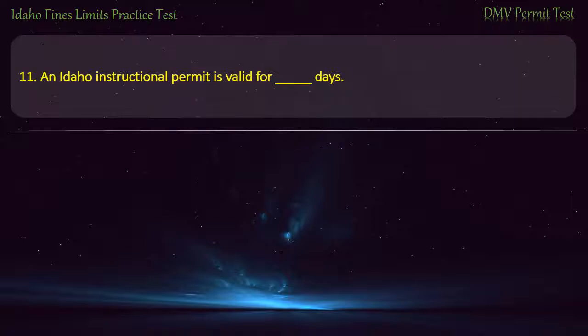Question 11. An Idaho instructional permit is valid for days. 180, 90, 30, 360. Answer. 180.